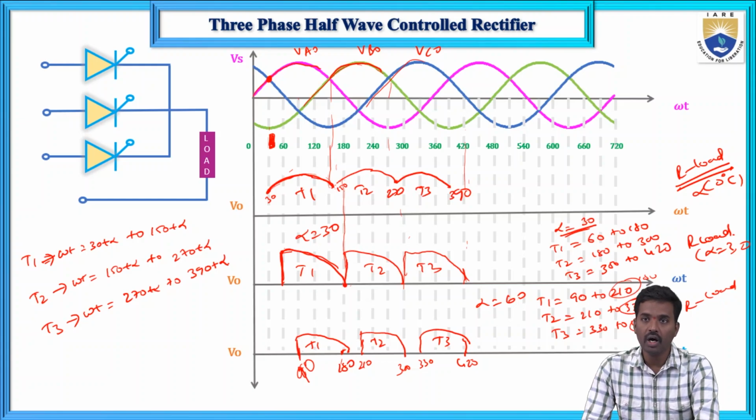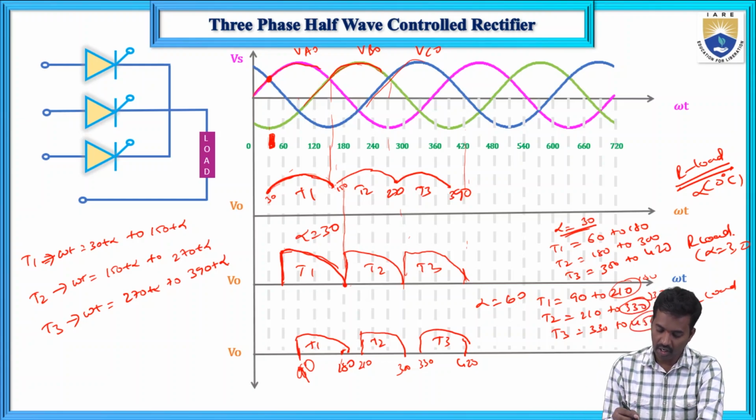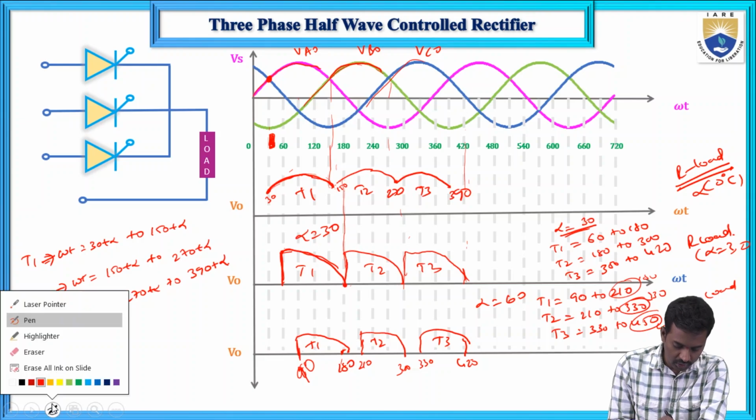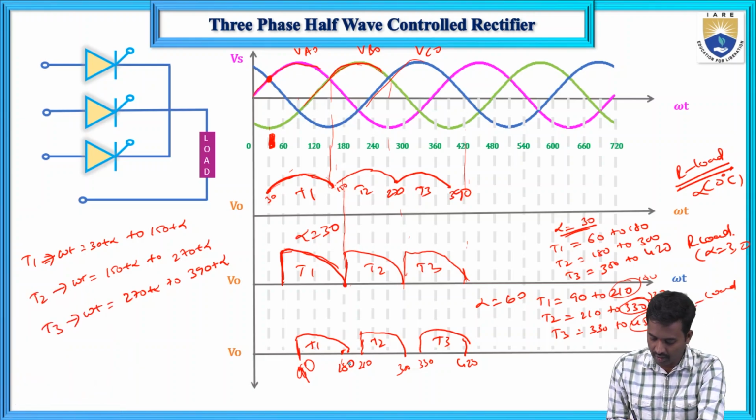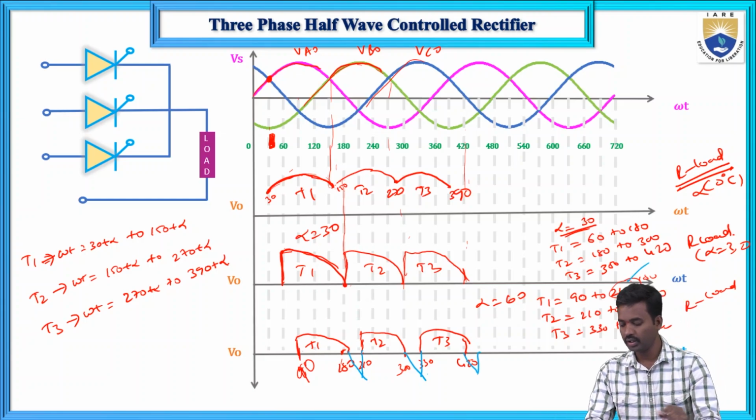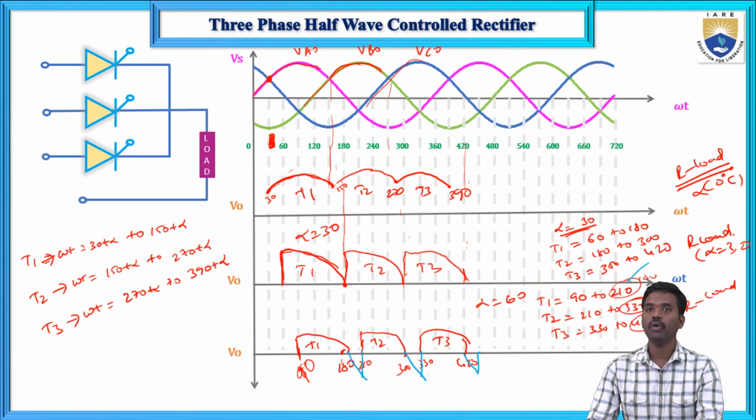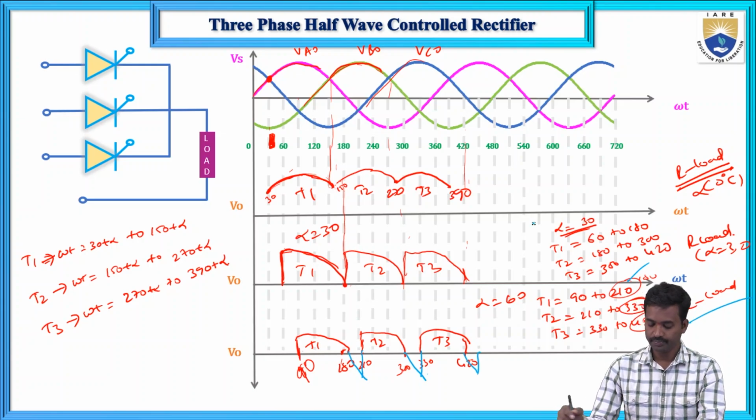If you take the RL load, let me change the color over here. If you take the RL load, so that is negative, so the thyristor will conduct. So this is also continuous, and that will follow the 210, 330 and 150 volts. So this is the case for R load with 30.